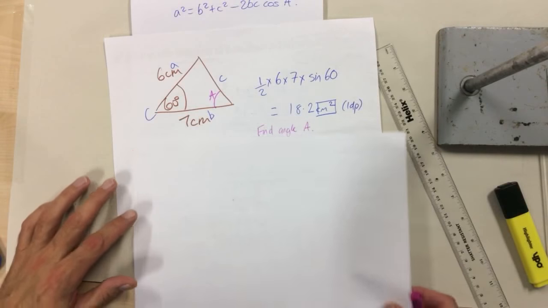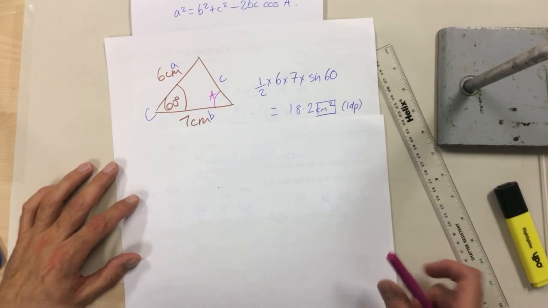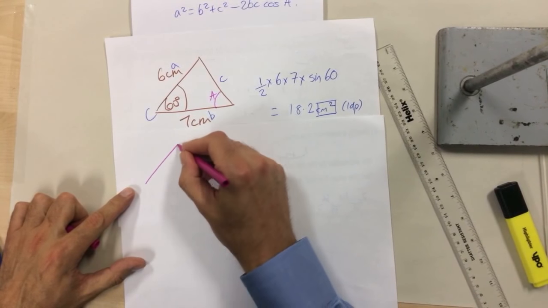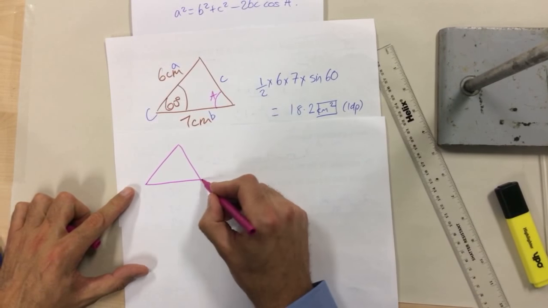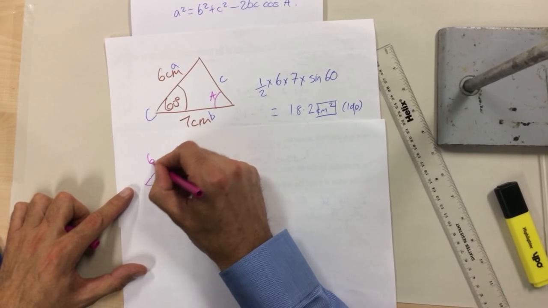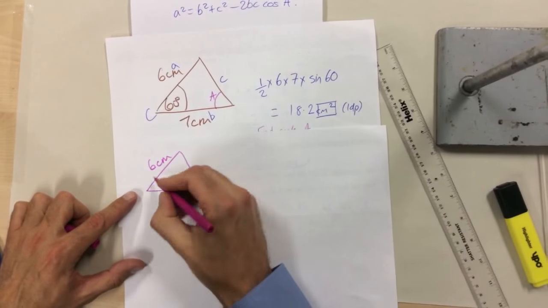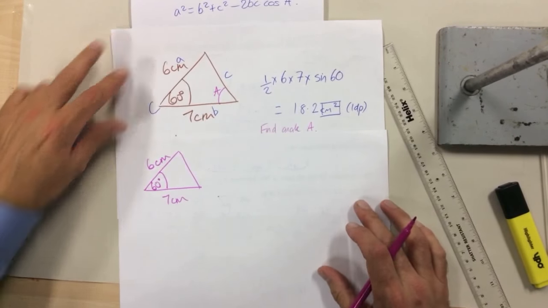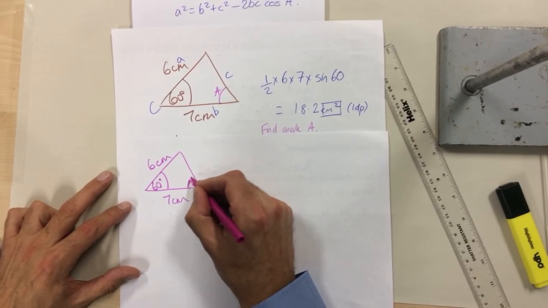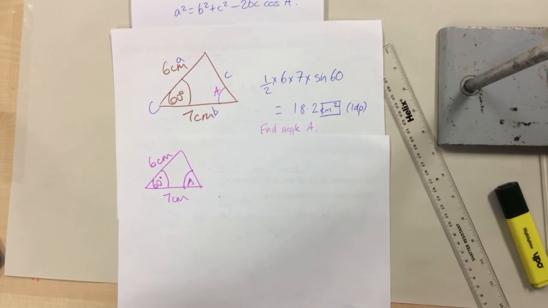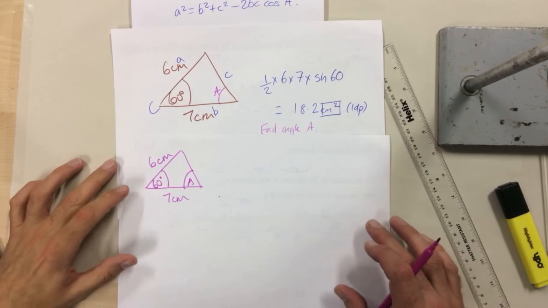So if we've got, going back to my original triangle, we've got 2 sides and an included angle. So I'm just going to redraw that triangle again. We've got 7 centimetres here, 6 centimetres here, and an angle of 60 degrees there, and we're asked to find angle A.